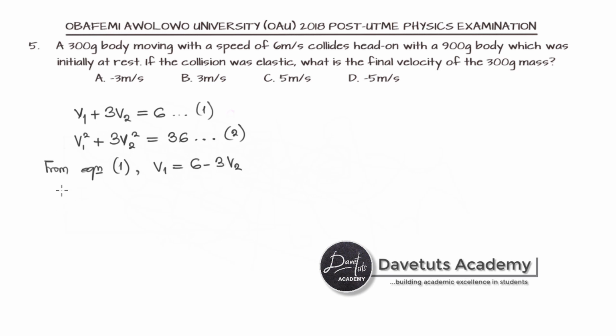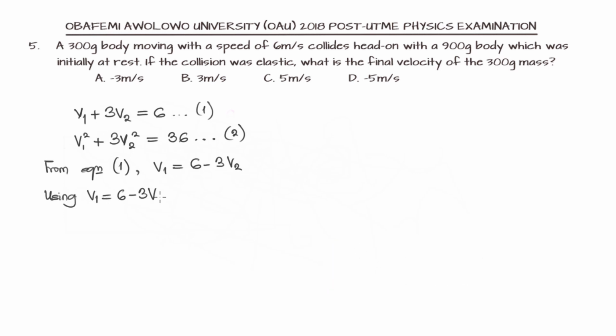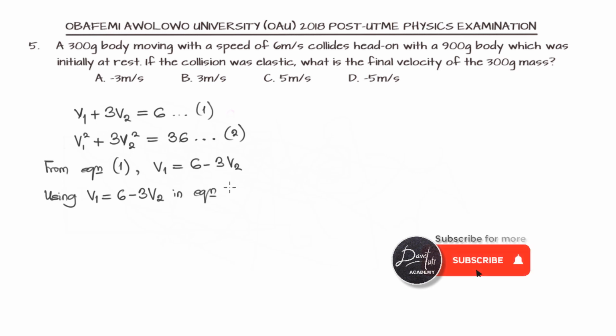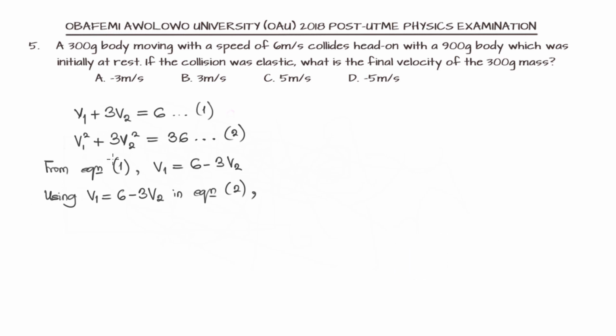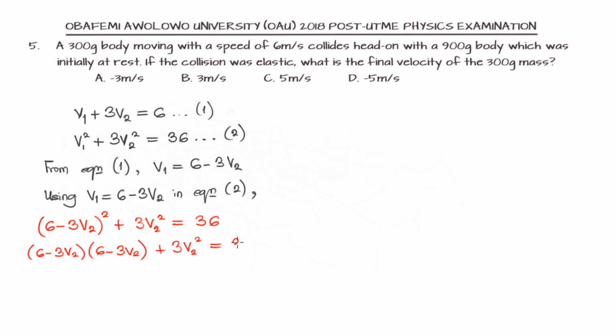So we are to use this in equation 2. Using v1 is equal to 6 minus 3v2 in equation 2, instead of v1 raised to power 2, we are now going to have 6 minus 3v2 all raised to power 2, since that's the value of v1, plus 3v2 raised to power 2 is equal to 36. So if you are to expand the bracket, it's 6 minus 3v2 multiplied by each other, plus 3v2 raised to power 2 is 36.